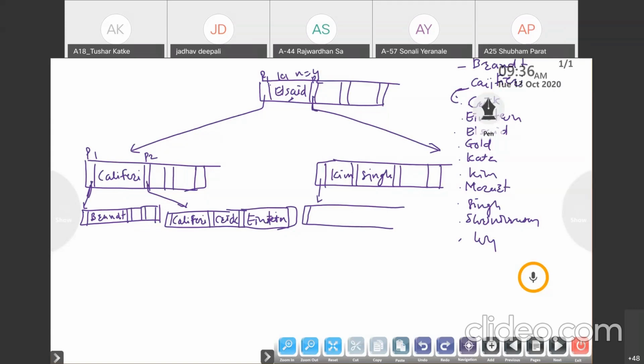Ilsaid we need to add. It is less than Kim and greater than or equal to Ilsaid, so Ilsaid comes there first. Then less than Kim, there are Gold and Cards. Okay, Ilsaid, Gold and Cards are less than Kim. So here I write Gold and Cards.